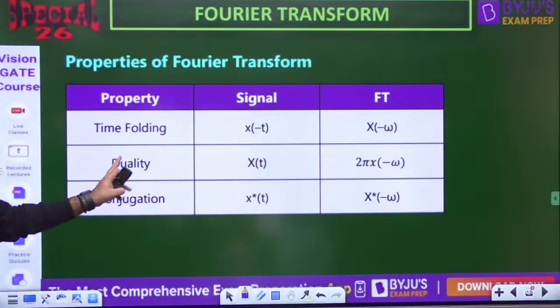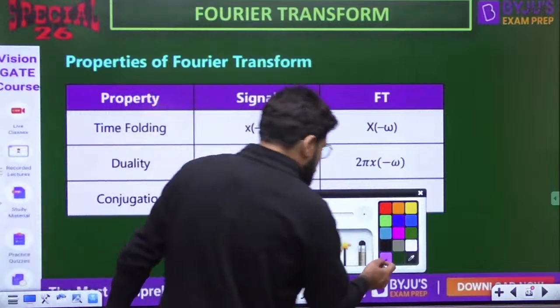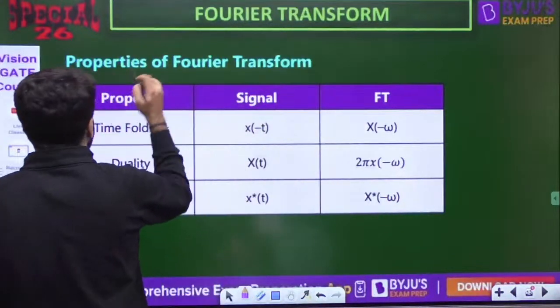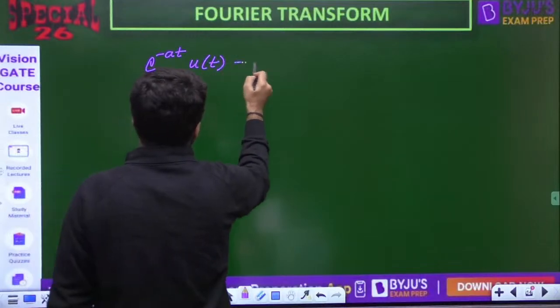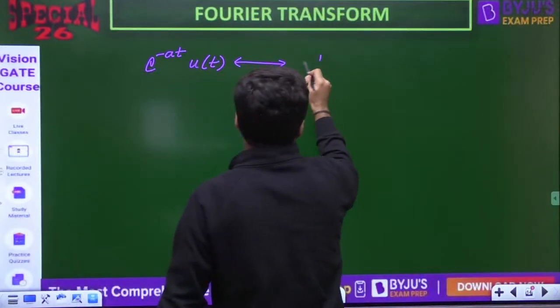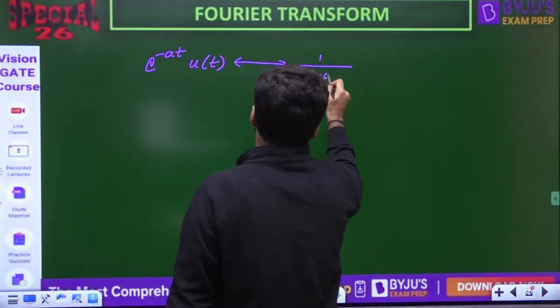ठीक है? Then duality: xt having the Fourier transform 2 pi x minus omega. इसको थोड़ा सा अलग से समझ लेते हैं. Say for example, let's apply it here. E power minus at ut. What is the Fourier transform of e power minus at ut? 1 upon a plus j omega.